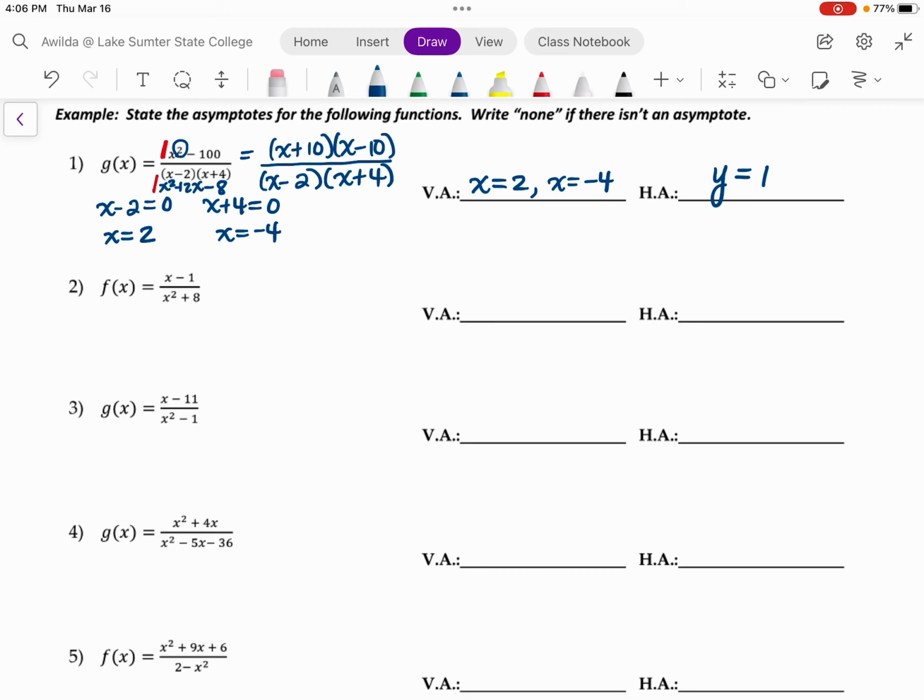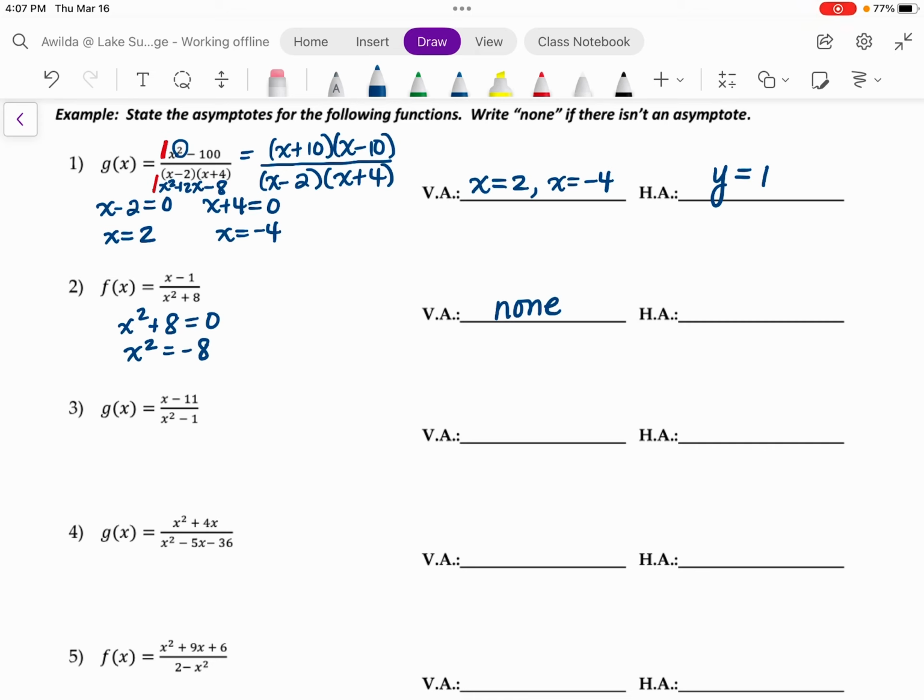In the second example, we have f of x is equal to x minus 1 over the quantity x squared plus 8. Here, there's no factoring that's possible because the numerator and the denominator are both prime. So let's find the vertical asymptotes if there are any. First, we set the denominator equal to 0, and we see that there aren't going to be any real values of x that when squared equal negative 8. That means that there is going to be no vertical asymptote in this example. There is no value of x, at least no real value of x, that would cause the denominator to be 0.